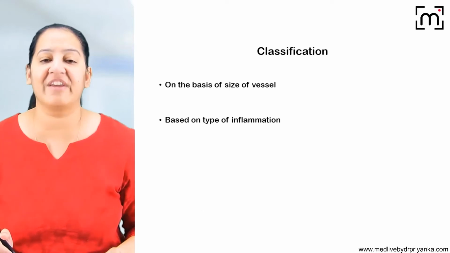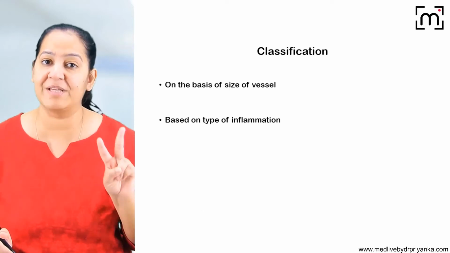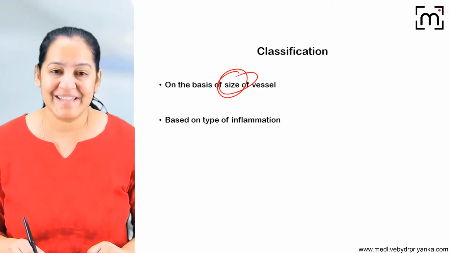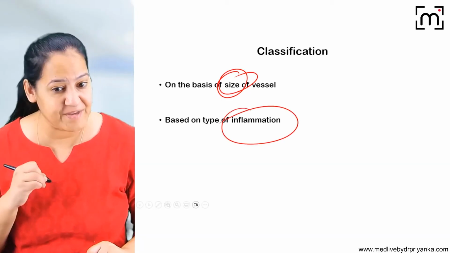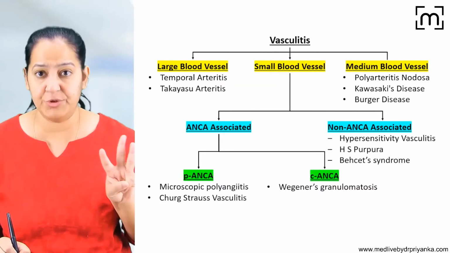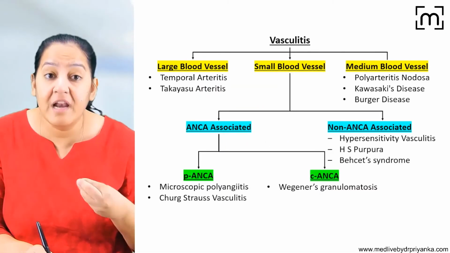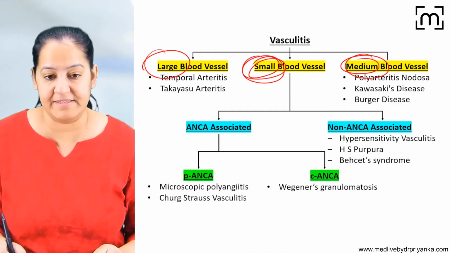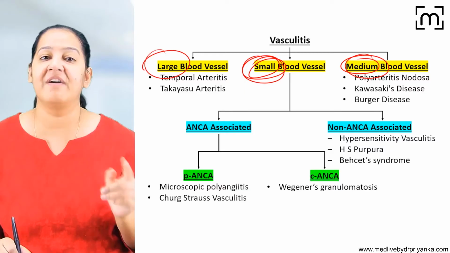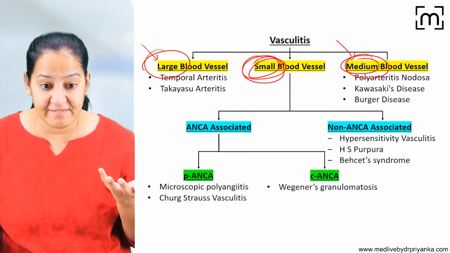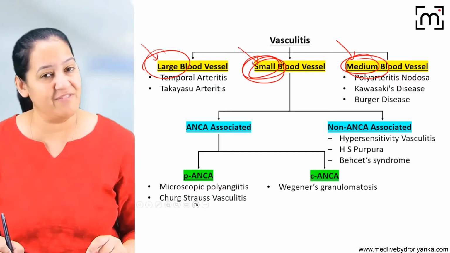Now let me tell you the classification. As I told you, we will see the classification based on 2 bases. The first classification is based on the size of the blood vessel, and the second classification is based on the type of inflammation. So let me tell you the first classification. We divide the blood vessels into 3 categories. There are certain large blood vessels, certain medium blood vessels and certain small blood vessels. So vasculitis are of 3 types: large blood vessel vasculitis, medium blood vessel vasculitis and small blood vessel vasculitis, respectively.